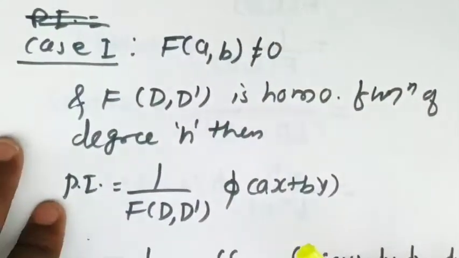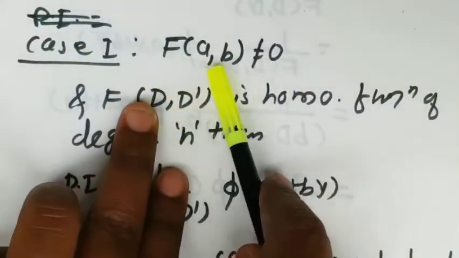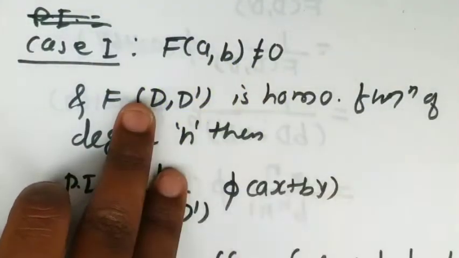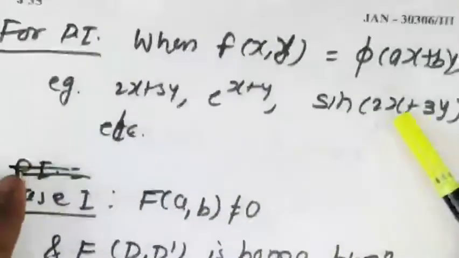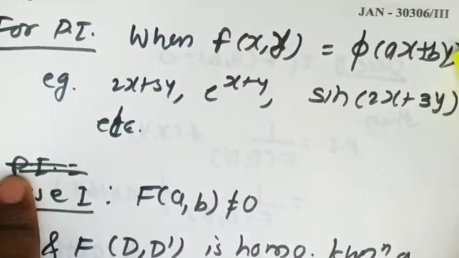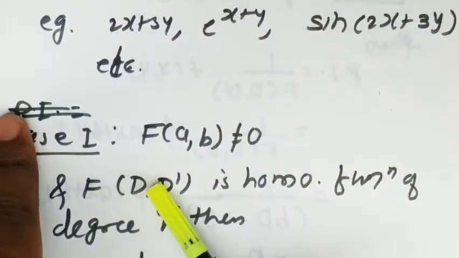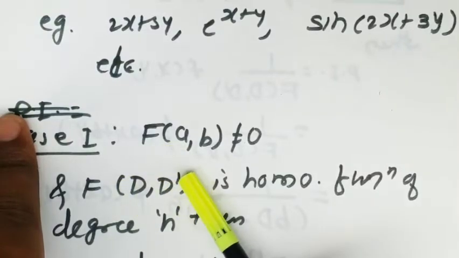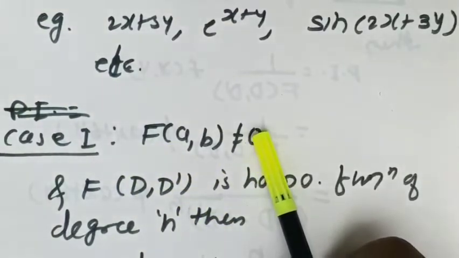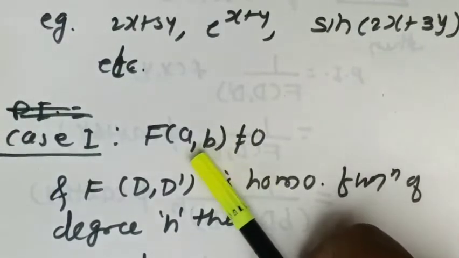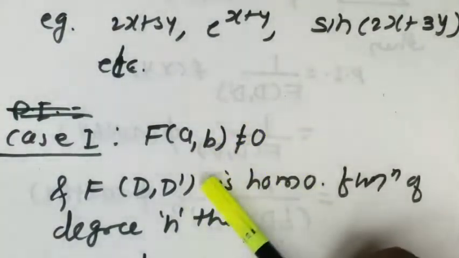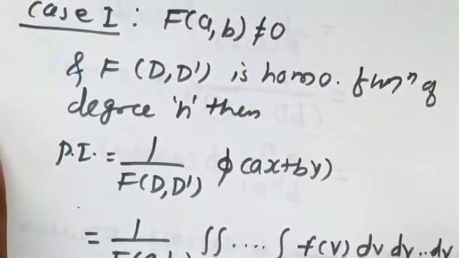There also two cases arise. If capital F of a comma b is not equal to 0, then in that case the solution is as follows. If you put these values of a and b in your polynomial f of d comma d dash, you will get the f of a comma b value. If that value is equal to 0, then there is another technique, and if that value is not equal to 0, in that case we follow this procedure for calculating the particular integral.